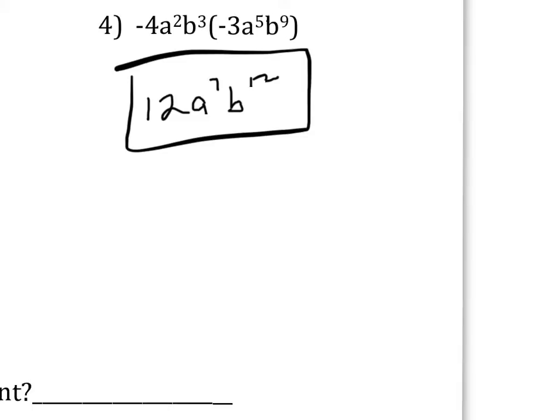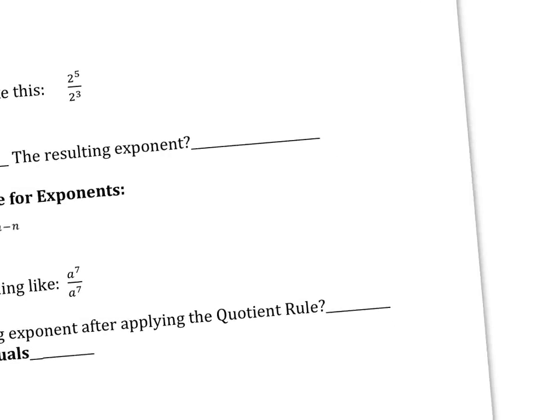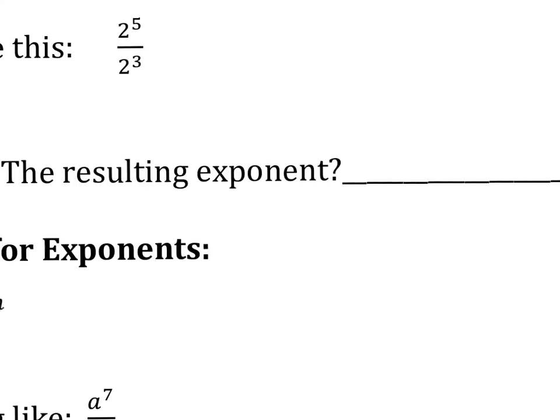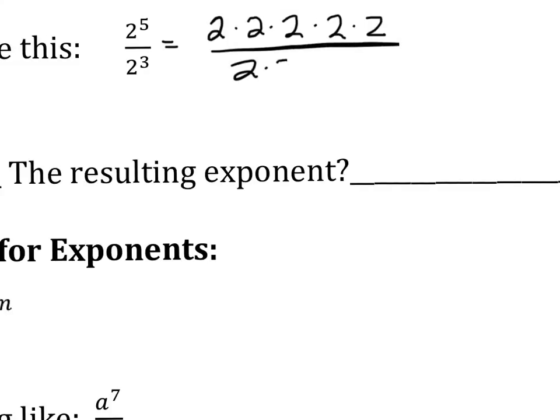Next rule we want to talk about is the quotient rule. What if we want to simplify a problem like 2 to the 5th over 2 to the 3rd power? Let's zoom in on that and look at it a little bit more closely. So if we have this problem 2 to the 5th over 2 to the 3rd, what we really have here is 5 2's multiplied together on top. So 2 times 2 times 2 times 2 times 2. And on the bottom we have 3 2's multiplied together.